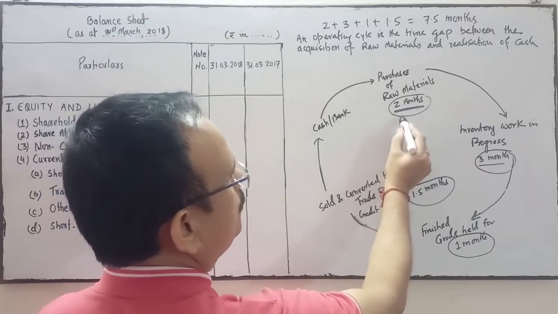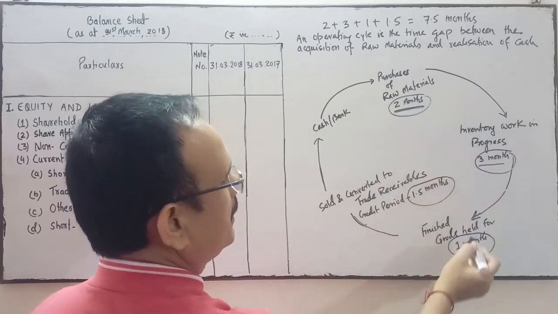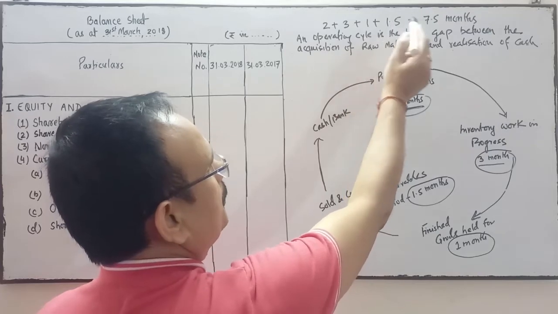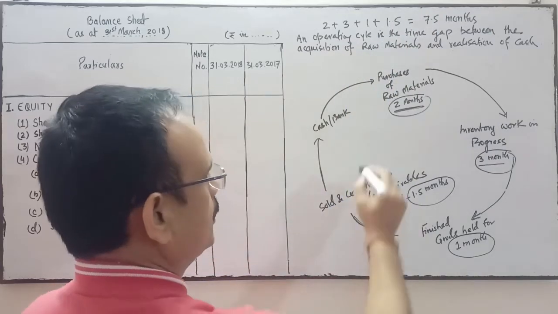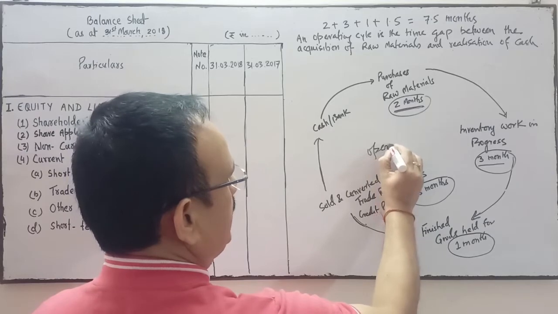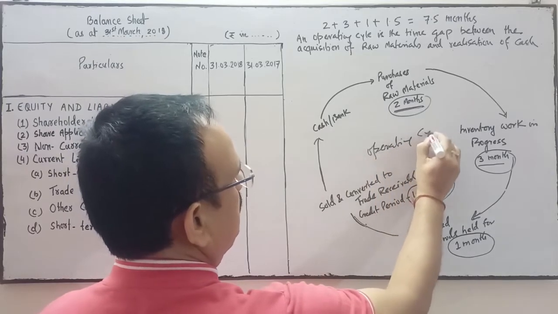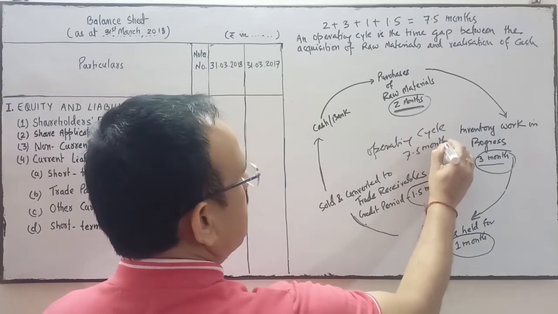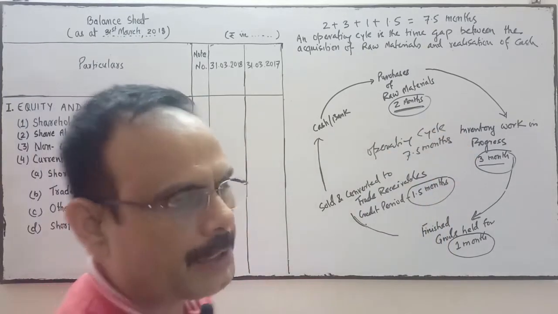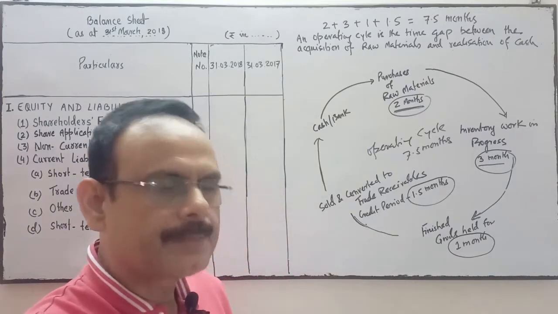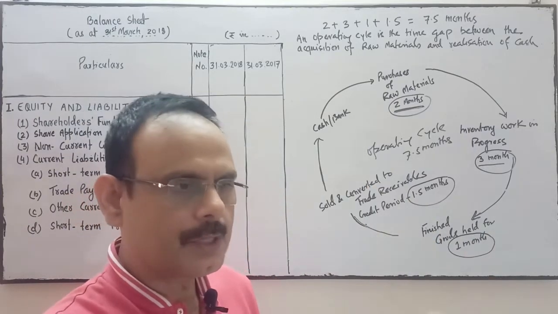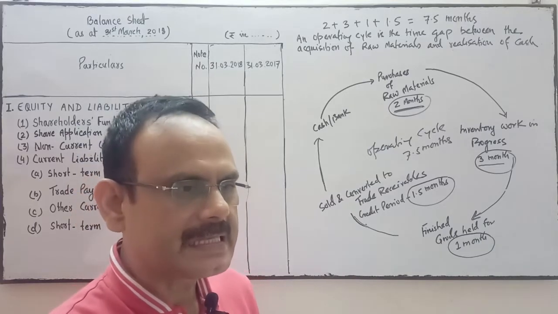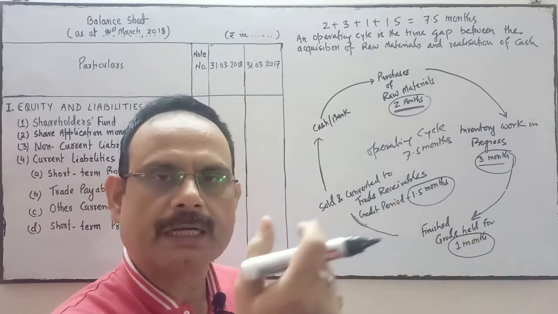So you add 2 plus 3 plus 1 plus 1.5, it is 7.5 months. So the operating cycle here is 7.5 months. It means in 7.5 months, the money which goes out comes back into the business. Money goes out when we purchase the raw material, and money comes into the business when we sell it and the amount is realized from the customer.